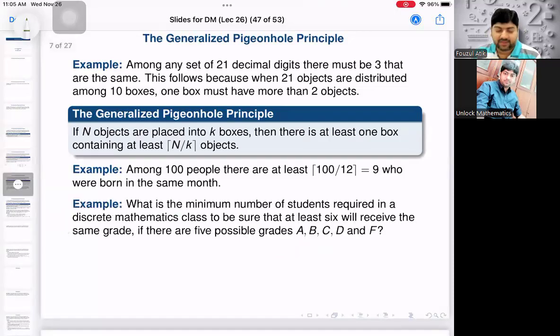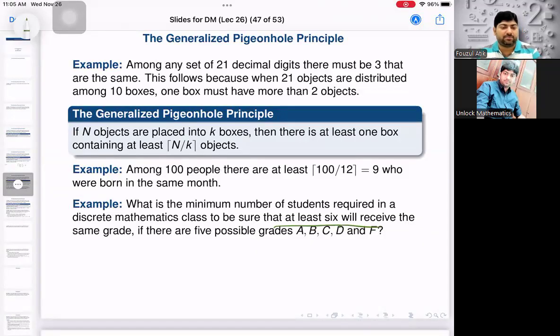Okay, the next one. What is the minimum number of students required in a discrete mathematics class to be sure that at least 6 will receive the same grade, if there are 5 possible grades available, A, B, C, D, F? So suppose your discrete math course has a maximum of 5 grades, A, B, C, D, and F. Now the question is, what is the minimum number of students required such that you can guarantee that at least 6 will receive the same grade?